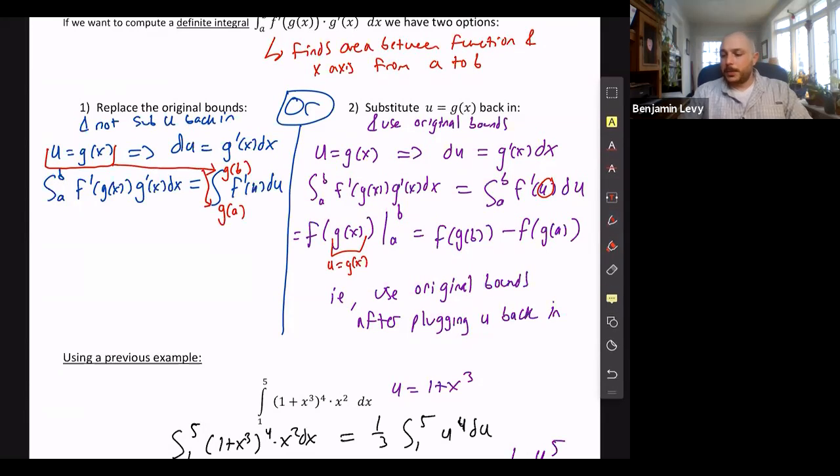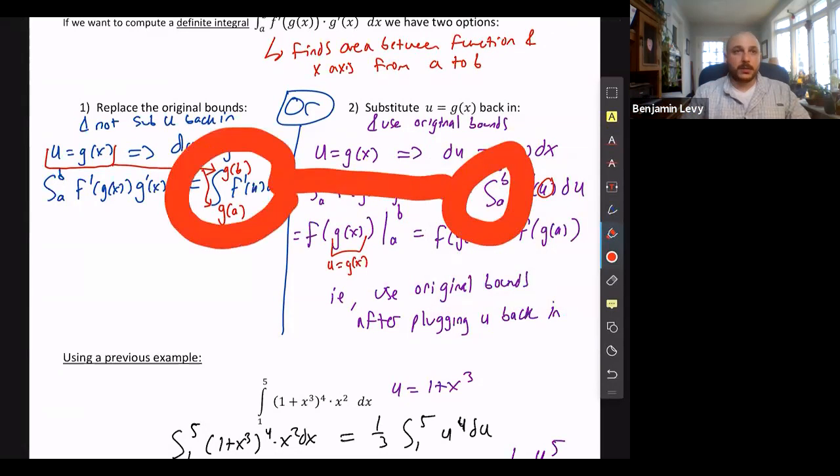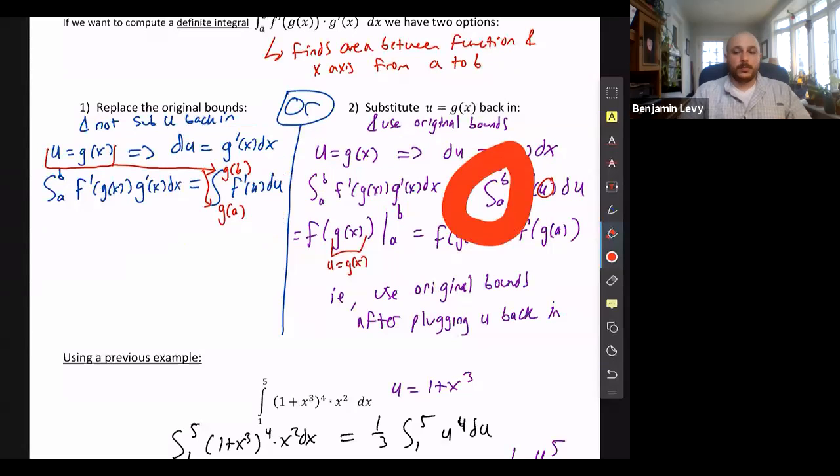And the reason someone would do this is because then you don't have to plug u back in. If it happens to be complicated or cumbersome, maybe that's a nice thing. And instead you just work with your new bounds in the easy function, right? So notice how in the last step we had a's and b's here. There's no a's and b's anymore. It's g of a and g of b. Right? That's the difference here.